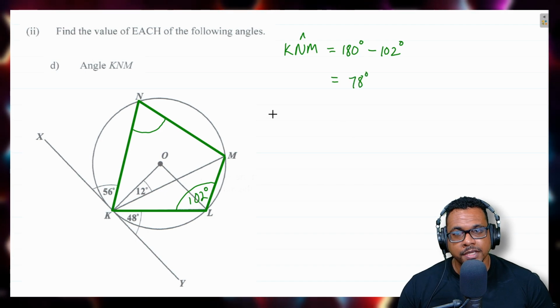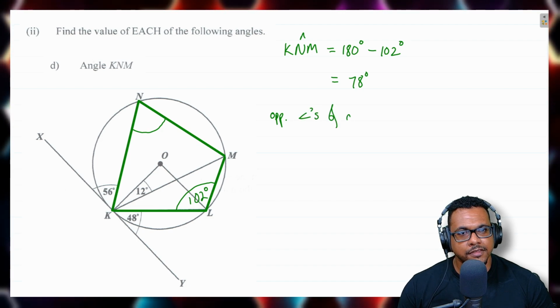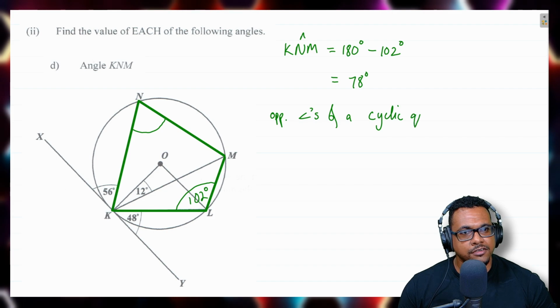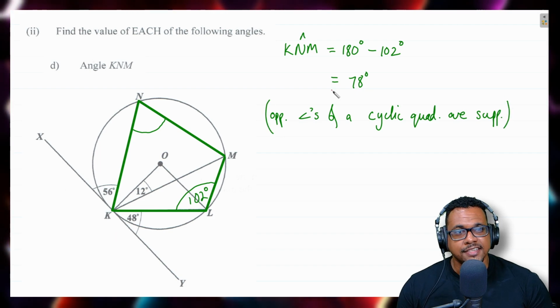Our reason would be that the opposite angles of a cyclic quadrilateral are supplementary. And that's your answer here, 78 degrees for angle KNM.